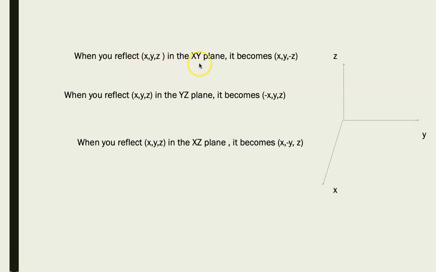And when you reflect x, y, z in the xy plane, the z coordinate sign changes, so it becomes x, y, -z. When you reflect x, y, z in the yz plane, the x coordinate sign changes, so it becomes -x, y, z. And when you reflect it in the xz plane, the y coordinate sign changes, so it becomes x, -y, z.